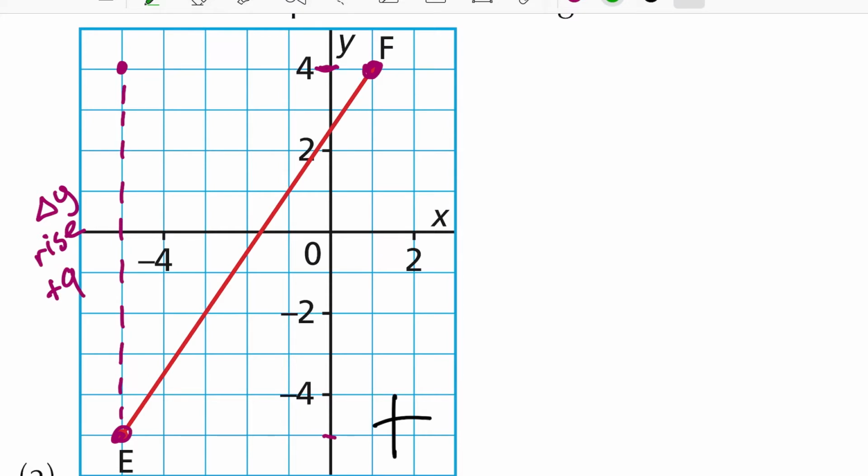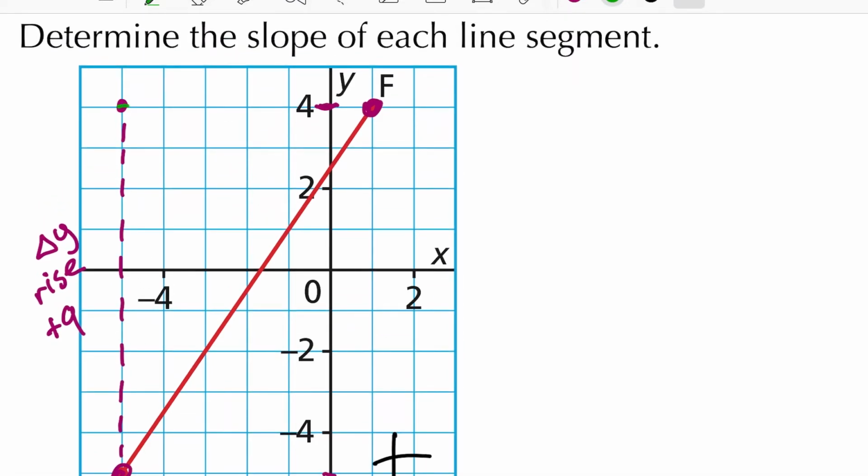Now I'm going to look at the run. The run starts from here, goes across. That's our change in x, how far left and right, or the run. And that is 1, 2, 3, 4, 5, 6. Plus 6. Or if I went 1 take away minus 5, it starts at 1. Take away minus 5, I'd get plus 6.